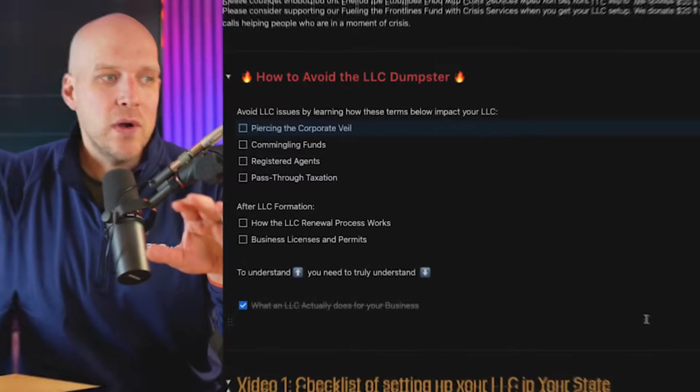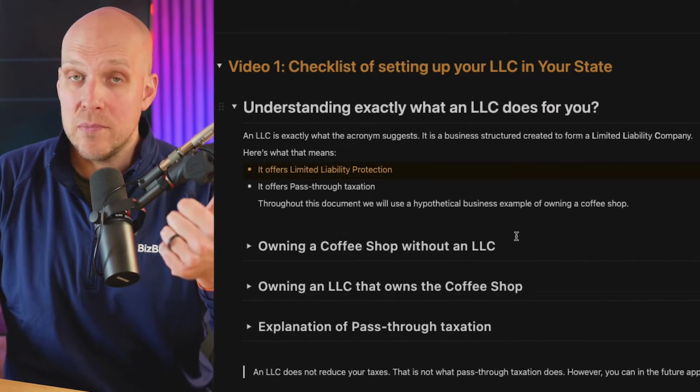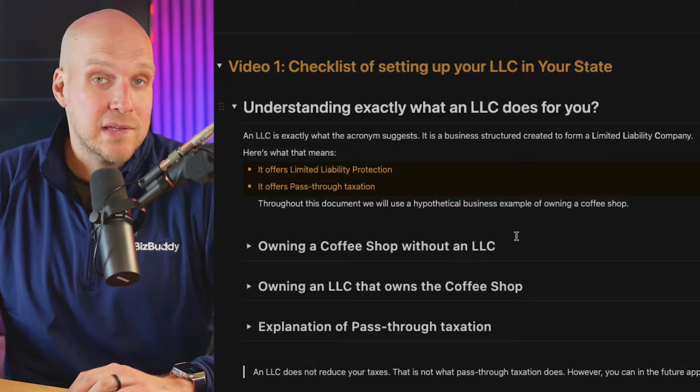To better understand these things, we're going to zoom out a little bit to start this video. So we're going to talk about what an LLC actually does for your business. Then we can zoom in and talk about setting up your LLC correctly so it's doing what it's supposed to do for you. Now, what is that exactly? Well, the LLC does two things. It offers limited liability protection, and it also offers pass-through taxation.